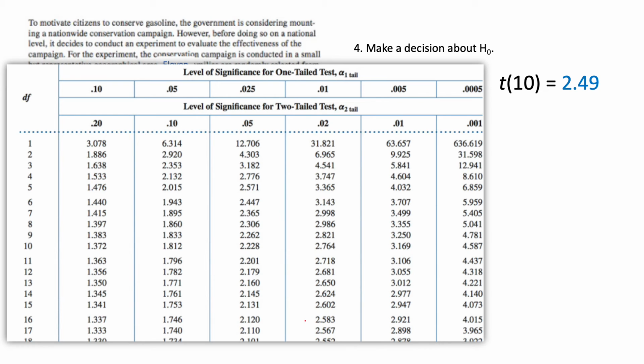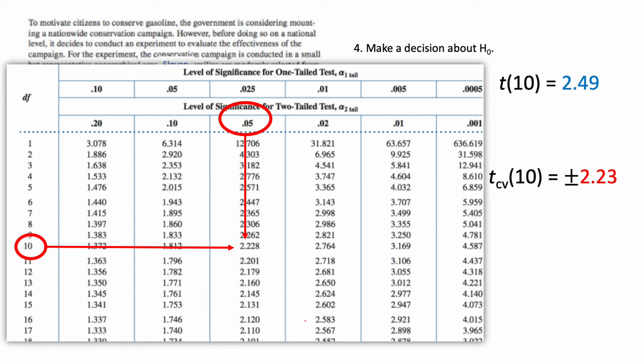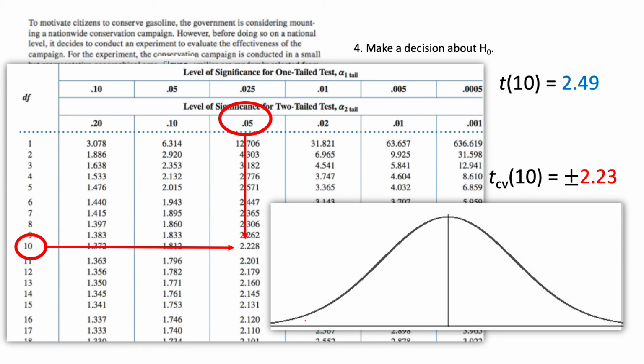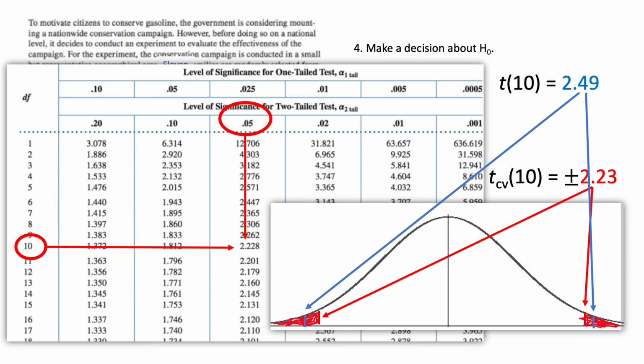This is where I use a chart. Here's my 0.05 significance level. Here's my 10 degrees of freedom, and I find out that my critical value is plus or minus 2.23. Remember, that 2.23 is that cutoff point off in the tails of the distribution of all the samples I could have pulled. And there's my area of rejection, and 2.49 is beyond that. It's off in the area of rejection.